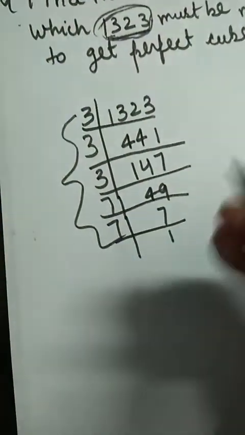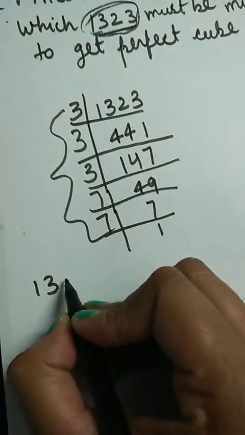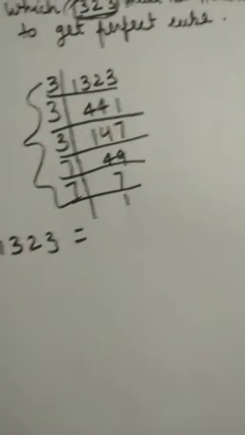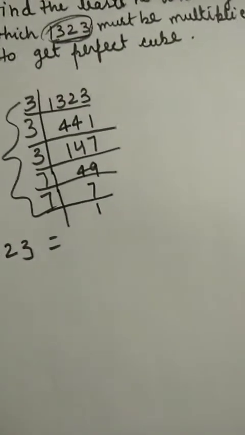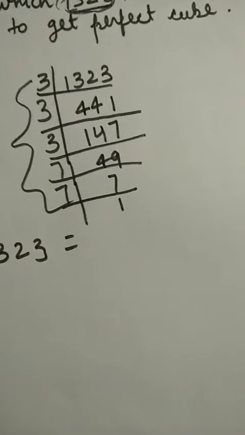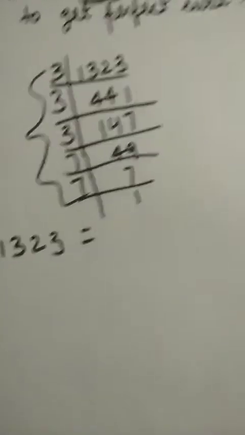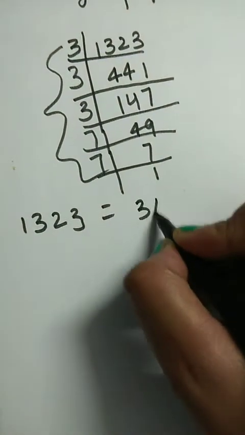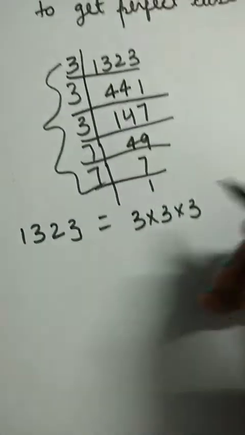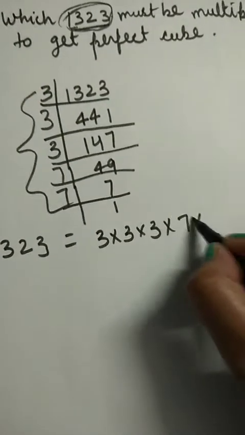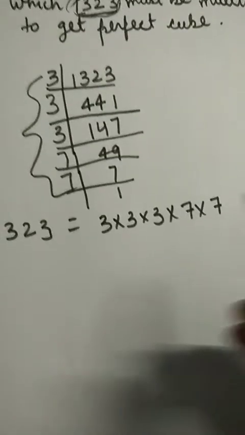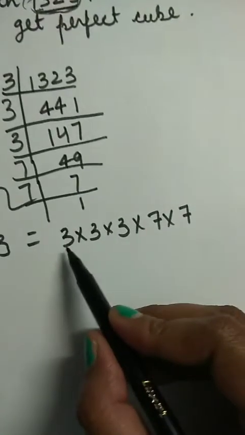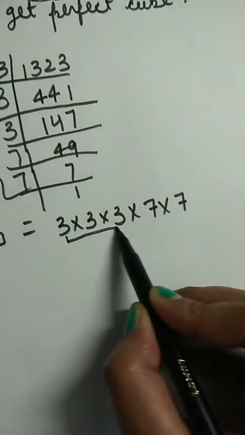Now we have to make pairs. In this we have to make a group of 3 similar numbers. In square and square root we were making pairs of 2. In this cube root we have to make groups of 3 numbers. So you can see we got 3 times, so we will make a group.